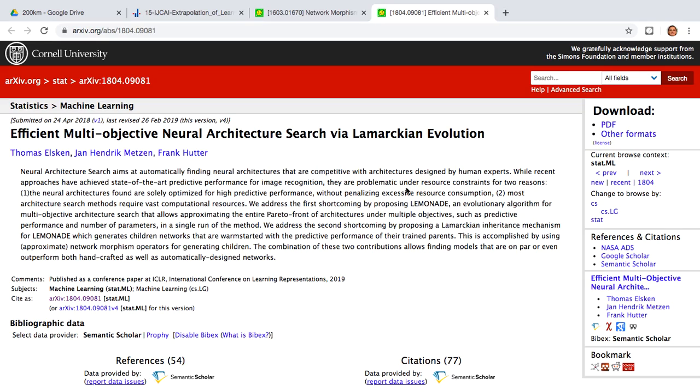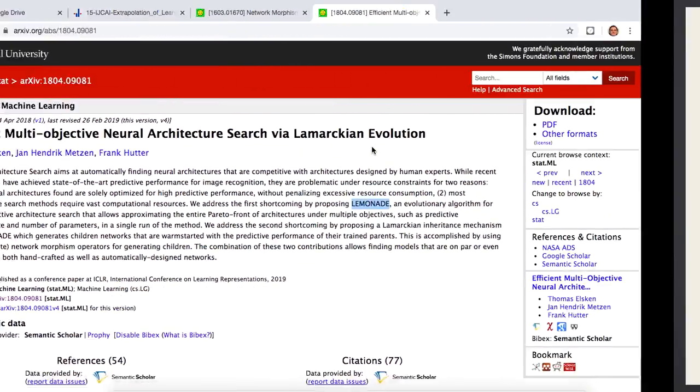Their structure is called LEMONADE, L standing for the Lamarckian evolution. So this is one of the very new ideas, guys. This is worth examining if you're interested in the subject.